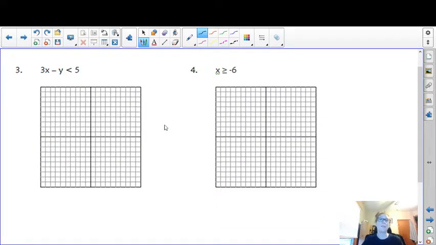Now, number 3. If you notice, my graph isn't ready to go again. My problem's not ready to go again. I can't go ahead and start graphing. I need to manipulate it. So I need to get y on the left side by itself. So to do that, I'm going to move the x. And currently, the 3x is positive. So to undo positive, I subtract.